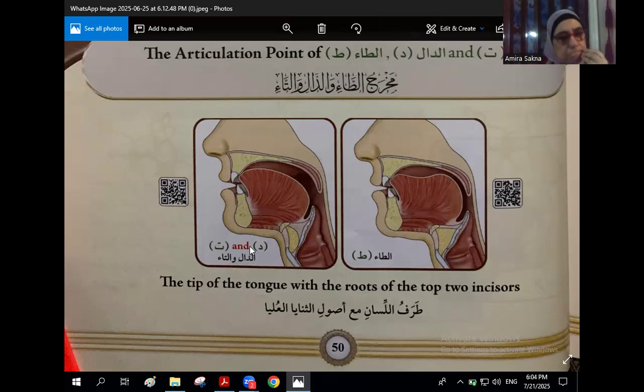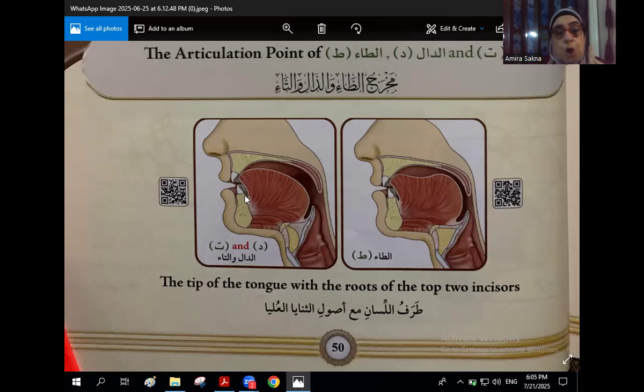The most important difference between Dal and Ta in their characteristics of sifat is that Ta is harfun mahmus, a voiceless letter. There is a flow of air, or full breath, when I'm pronouncing the Ta. At, I put my hand, I feel it. At, while with Dal, there is no flow of breath. Ad, ad. And both, when I pronounce them, the articulation point is completely closed. I say ad, it's closed, and I say at, closed.